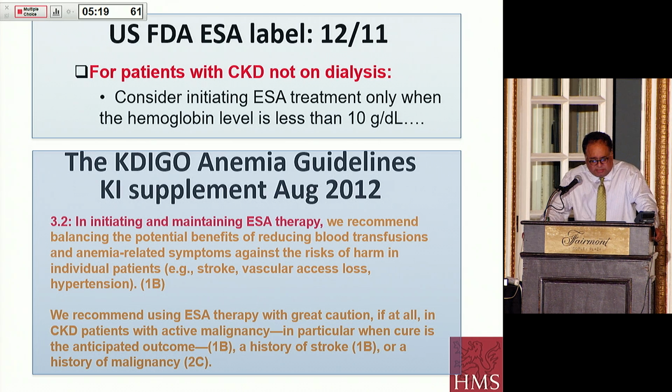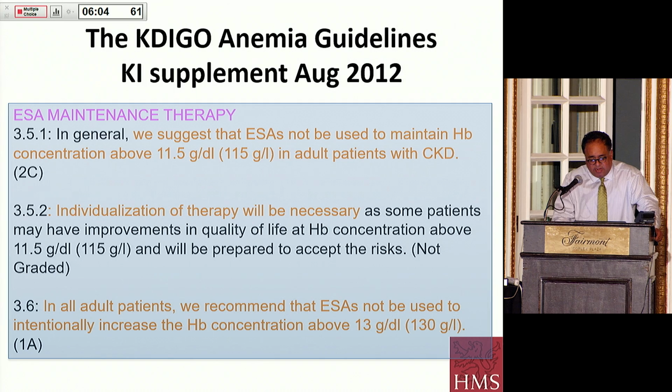And then they go on to say, we recommend using ESA therapy with great caution, if at all, in CKD patients with active malignancy, in particular when cure is the anticipated outcome, 1B, a history of stroke, 1B, or a history of malignancy, 2C. So if you were doing the boards and you had a patient who has a history of stroke and who's otherwise doing well, you need to be cautious in treating. And a hemoglobin of 8.9, I don't think is justification to treat because of that. I certainly wouldn't treat. It goes on to say, don't maintain the hemoglobin above 11.5, individualize the therapy, and don't get the hemoglobin above 13.